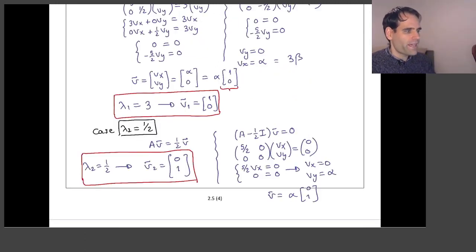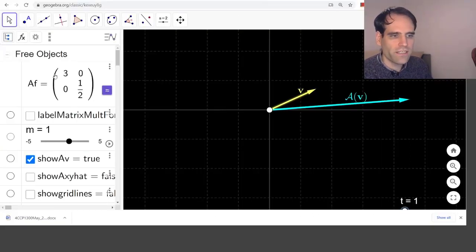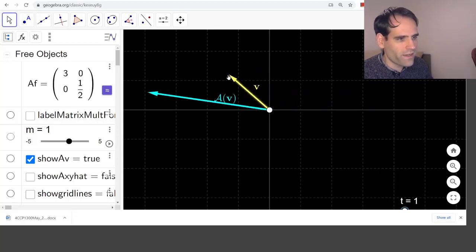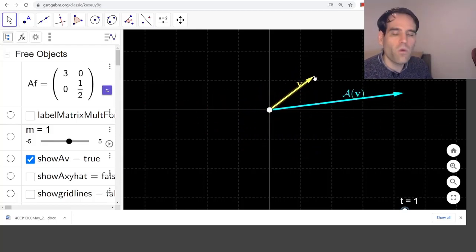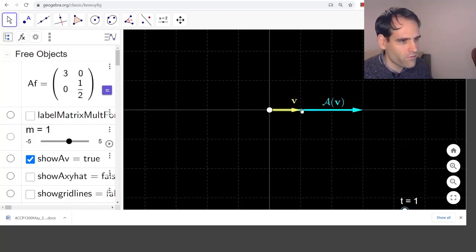Let's check in my applet if this makes sense. Here I'm using the matrix 3, 0, 0, 1/2, and you can see that for any input vector v, we get these output vectors A of v. Now let's test our solutions. We have the solution that the vector (1, 0) had an eigenvalue of 3. So if we put the vector equal to (1, 0), bam! Indeed, when the input vector is (1, 0), the output is 3 times (1, 0). So the eigenvalue is 3 and the eigenvector is (1, 0).